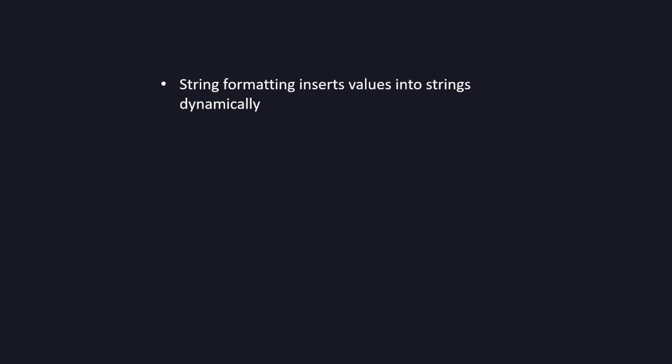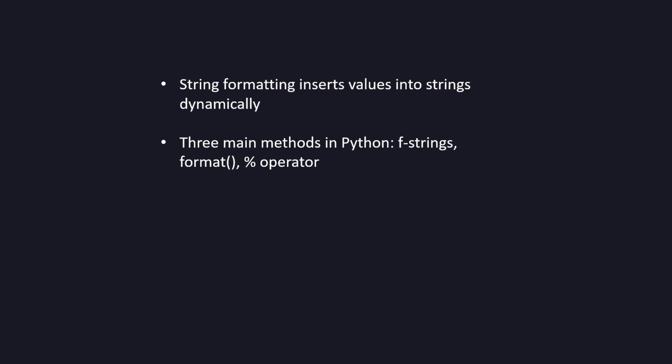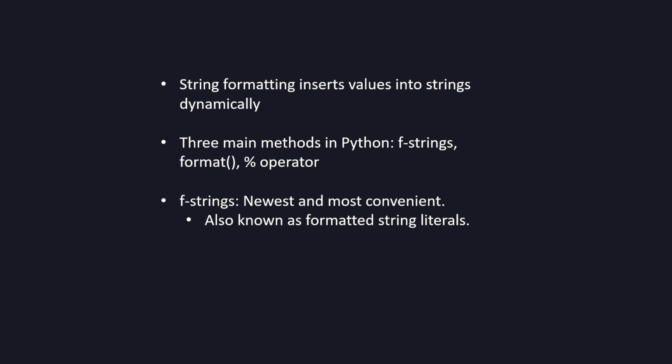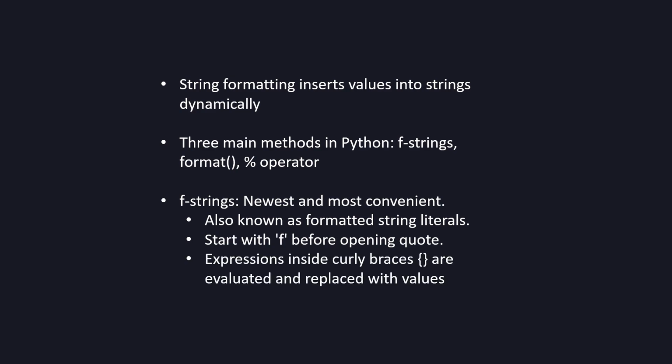String formatting is a way to create dynamic strings that can change depending on the values of some variables or expressions. There are three main ways to do string formatting in Python: f-string, format, and percentage operator. F-strings are the newest and most convenient way to do string formatting in Python. They are also called formatted string literals because they start with an f before the opening quote and can contain expressions inside curly braces that will be evaluated and replaced with their values.